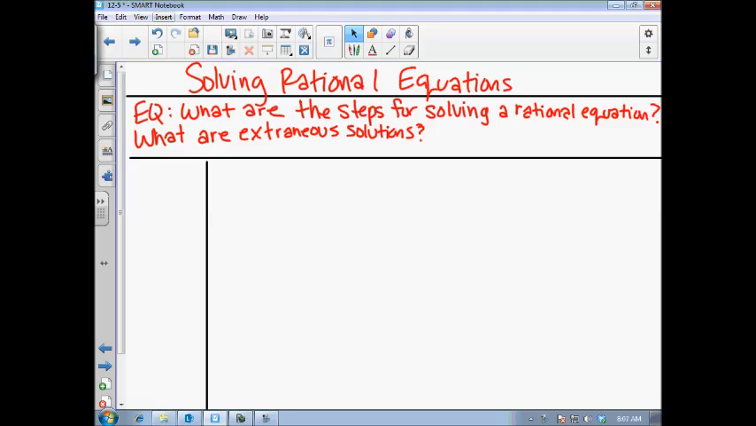Solving rational equations. The central question is, what are the steps for solving a rational equation? And what are extraneous solutions? What are you supposed to do with these essential questions we write every day?